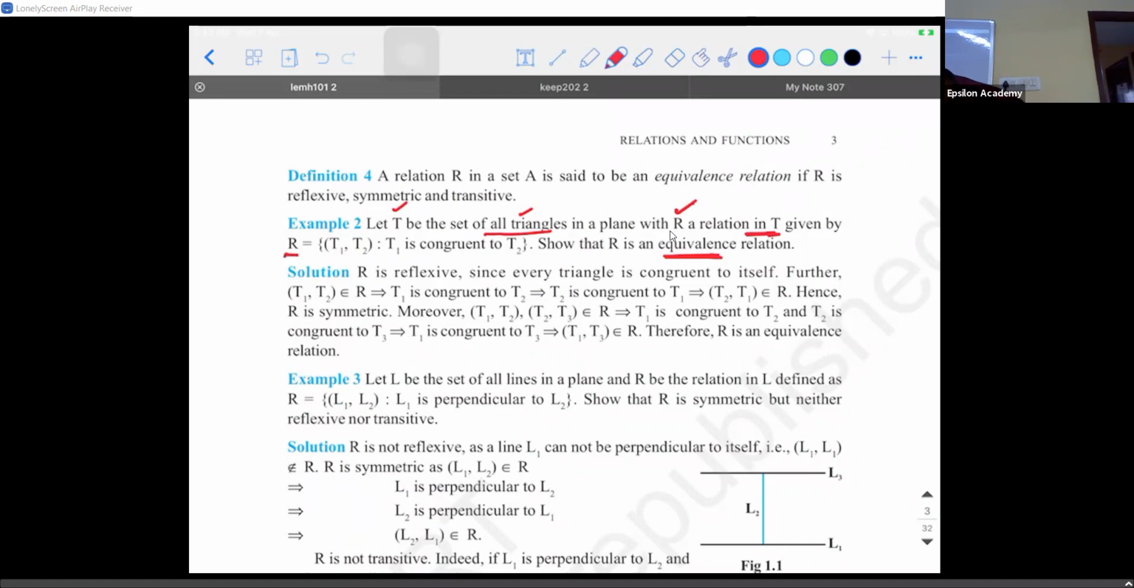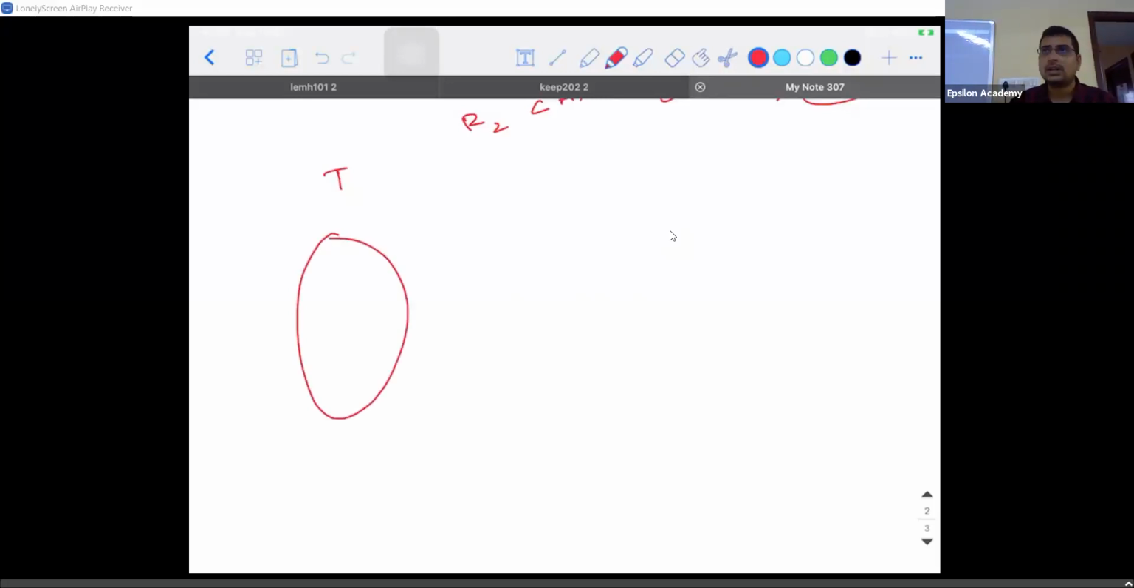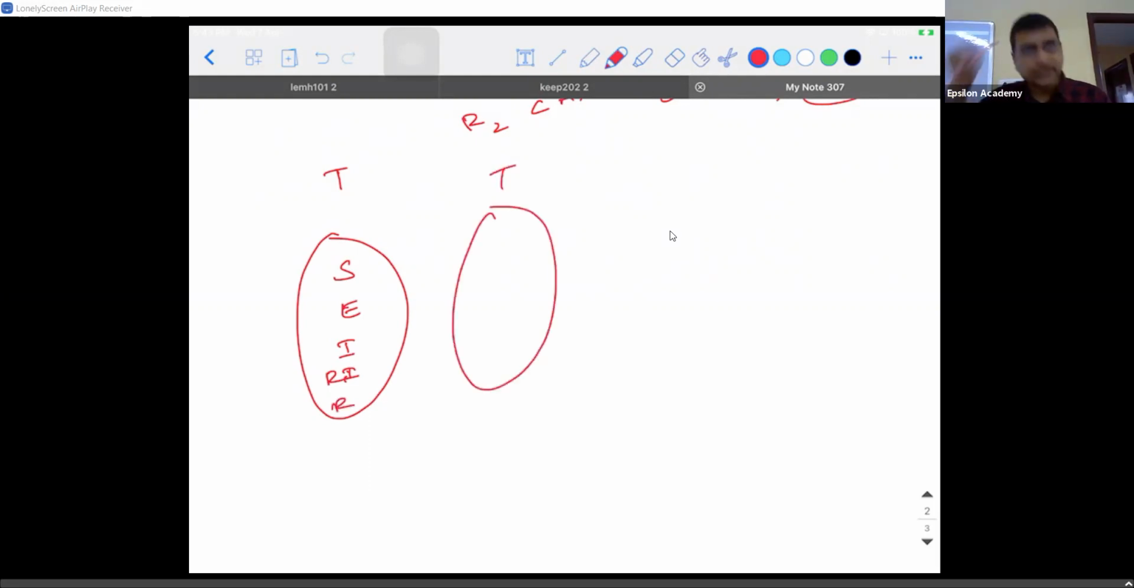Okay. If I give you this kind of a relation and I ask you a question, is this relation a reflexive relation or not? Let's try to understand. So when I take a set T, it contains all types of triangles. It consists of scalene, equilateral, isosceles, right angled isosceles, or simply a right angle triangle. The other set T, a relation in what? A relation in set T only. So the second set is also T only. It will also contain the same elements: S, E, I, R, I, R.